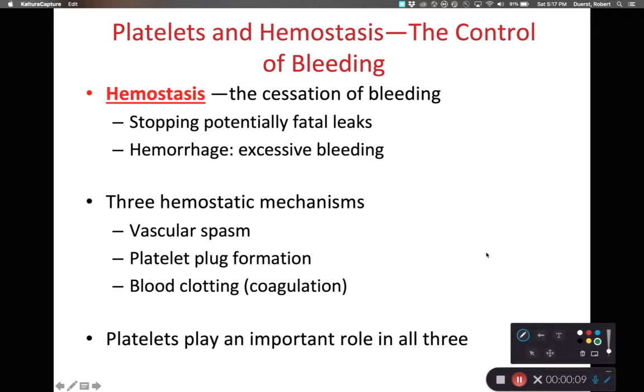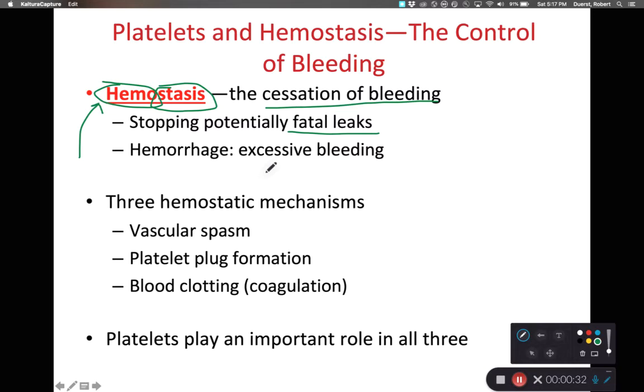Hi class, in this recording we are going to be focusing on platelets, hemostasis, and coagulation. As we look at this process of hemostasis, hemo means blood, stasis means to stop or maintain. So the root words of this mean exactly what it's defined as: the cessation of bleeding. Make it so that we don't leak. We don't want to have a fatal loss of blood.